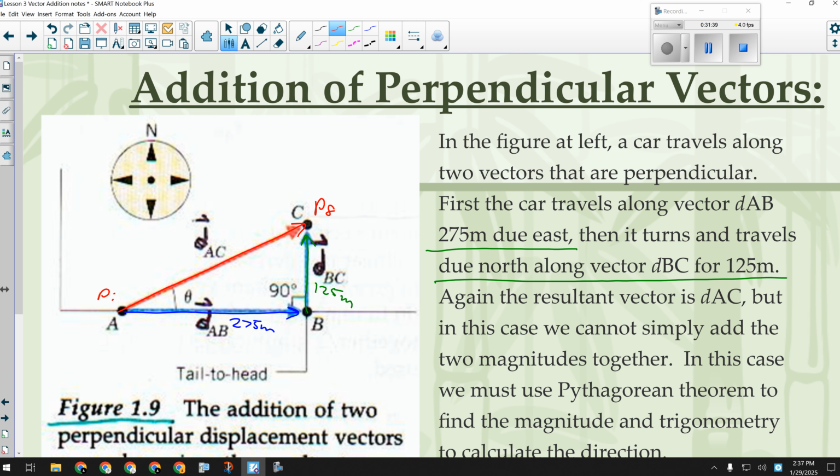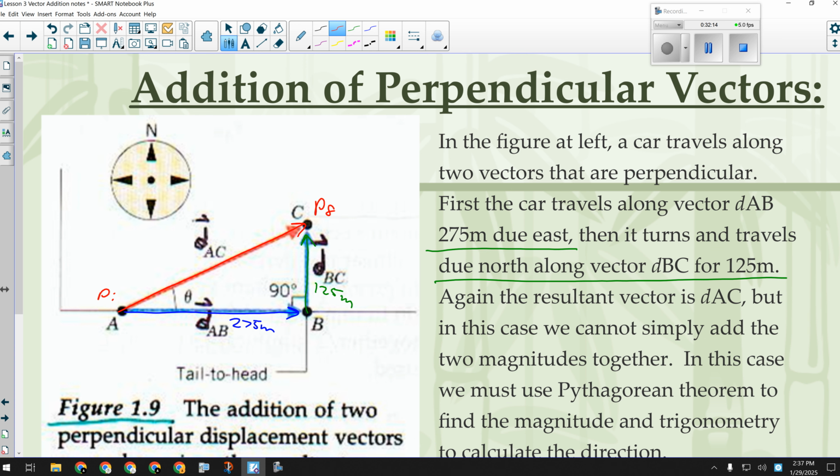Just like that thing we did yesterday with the walk to Walmart, right? You had to go a whole bunch of different directions. In the end, your displacement was the straight line between start and finish. And it always will be. So if that represents my total displacement, which is a vector quantity, I need both its magnitude and its direction. How do I get its magnitude? I would use Pythagorean theorem. I know two sides of this right angle triangle, 275 and 125, so Pythagorean theorem should get me C, right?